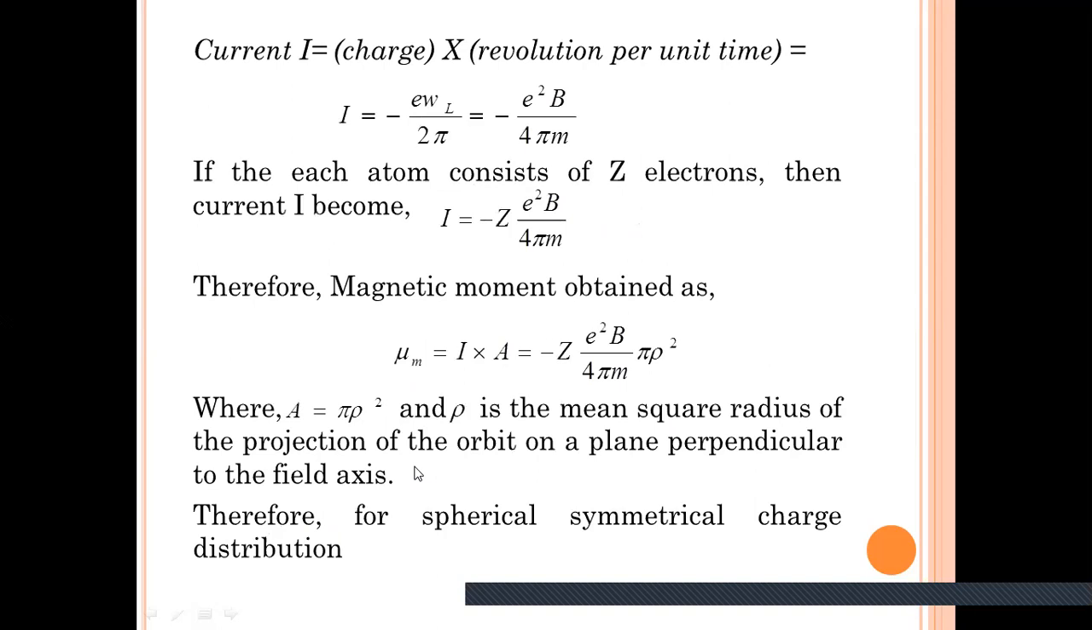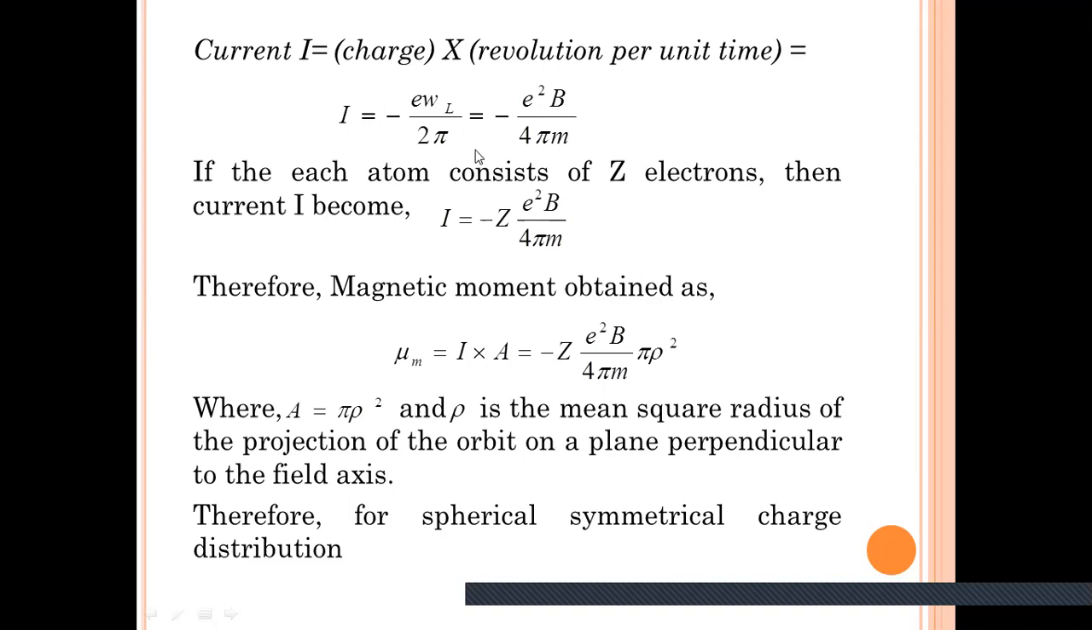Now, here we have to calculate the magnetic susceptibility. Since we have to calculate the magnetic susceptibility, we need the current, because in the magnetic susceptibility equation we need magnetization, and magnetization completely depends on the magnetic moment, and the magnetic moment can be derived with the help of circulating current.